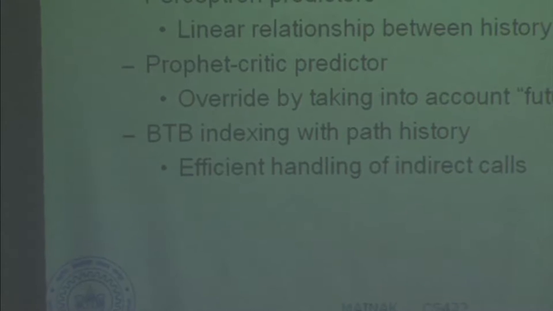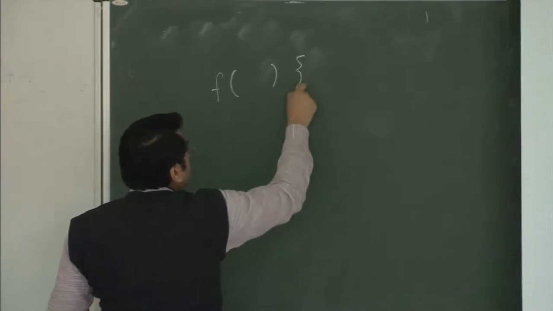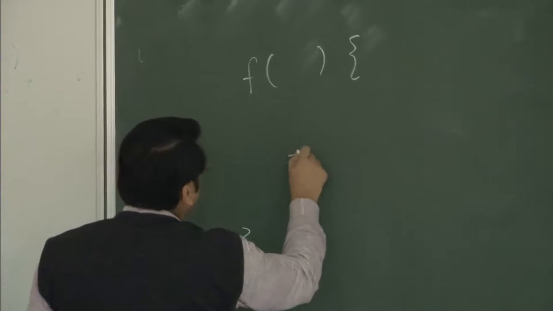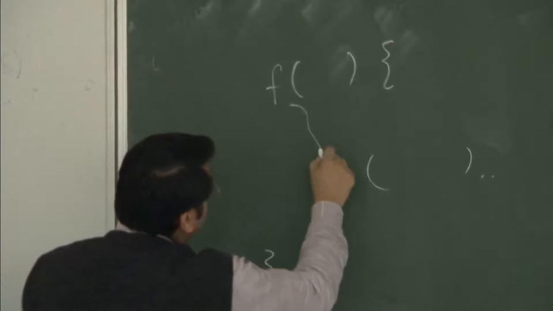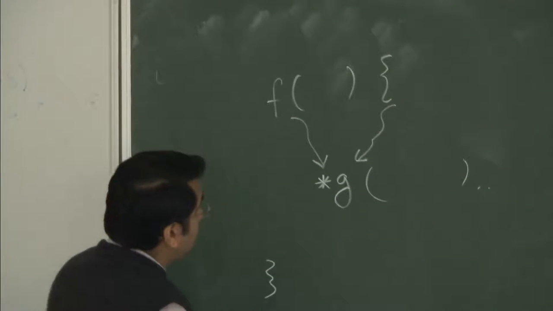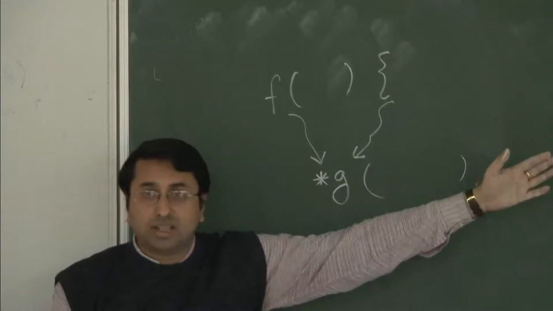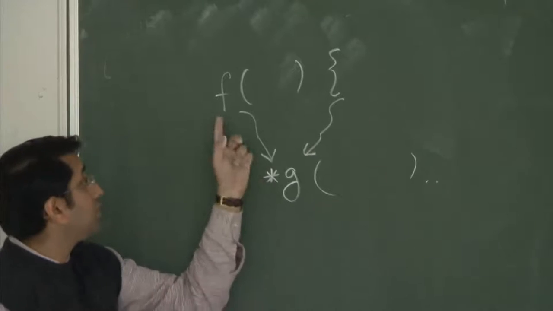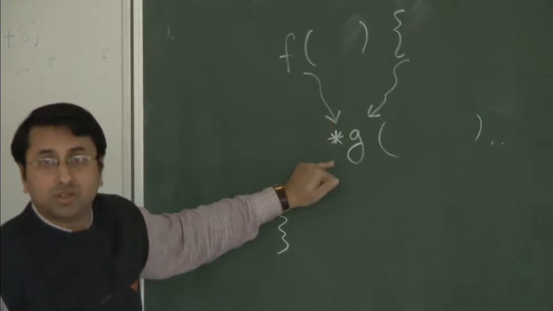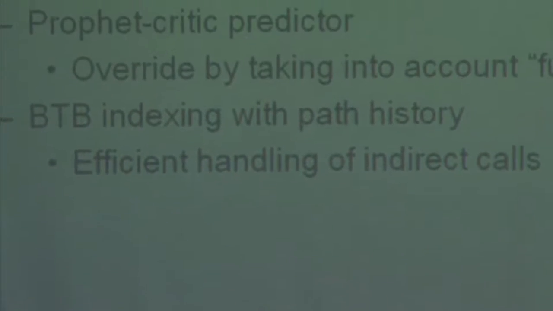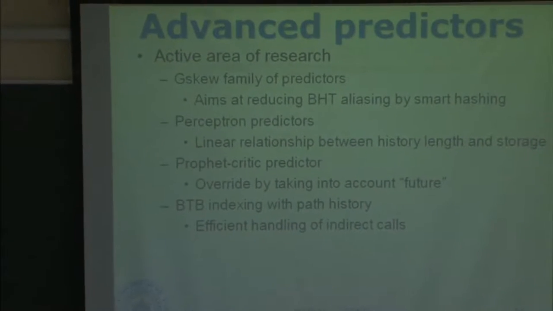So suppose you are in a function f, and there is a function pointer here which takes you somewhere, right? The path that leads to this particular call has a very good correlation with where you're going. Whether you call some function x through this pointer, or some function y through this pointer, is determined by the path through which you came. So instead of using the PC of this branch to index into the BTB, you use a hash of these outcomes that you have seen along the path to this particular call. That is also seen to improve accuracy. Of course, this is very hand-wavy. If you want details, let me know. I'll just give you papers so you can read up on that.